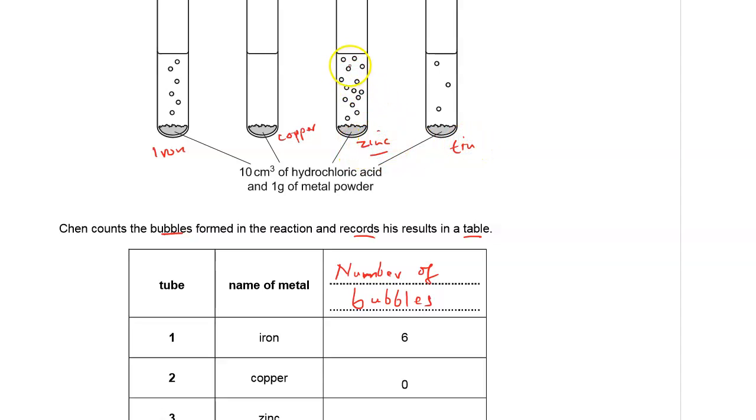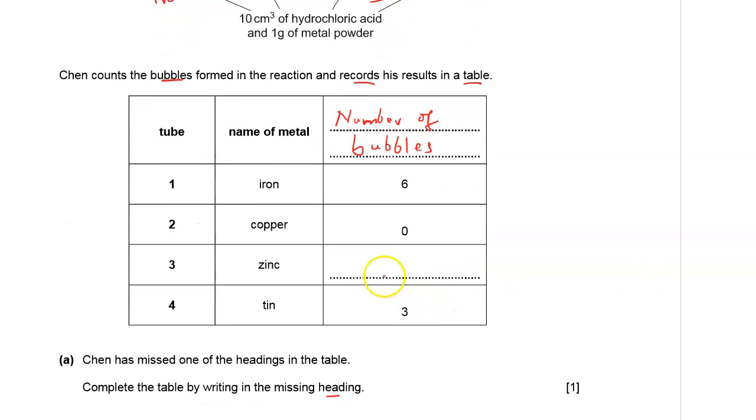How many bubbles can you see for zinc? 1, 2, 3, 4, 5, 6, 7, 8, 9, 10, 11, 12, 13, 14. I am seeing 14 bubbles there for zinc. So zinc has got 14 bubbles.